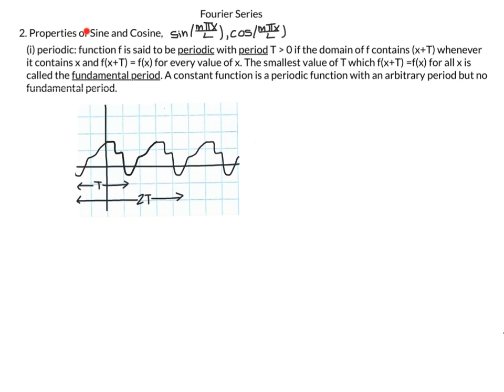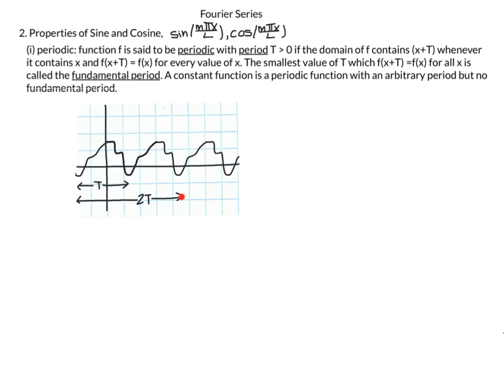We'll look at properties of sine and cosine, starting with periodic. So a function f is said to be periodic with period t greater than 0 if the domain of f contains x plus t whenever it contains x, and also if f of x plus t is equal to f of x for every value of x. The smallest possible value of t for which f of x plus t equals f of x for all x is called the fundamental period. And a constant function is technically a periodic function with an arbitrary period, but no fundamental period.